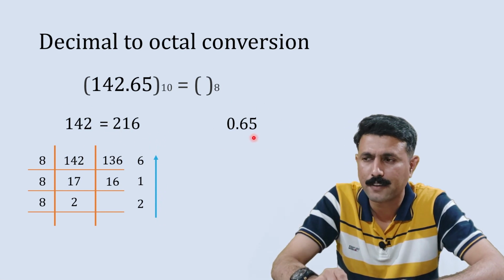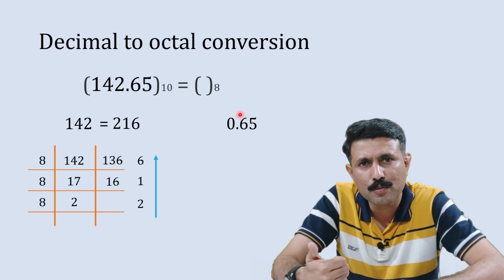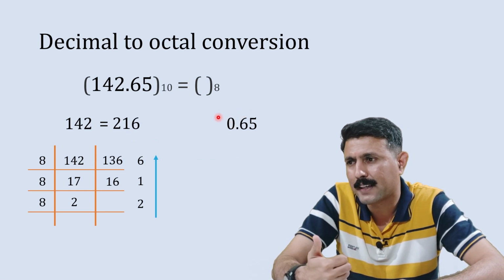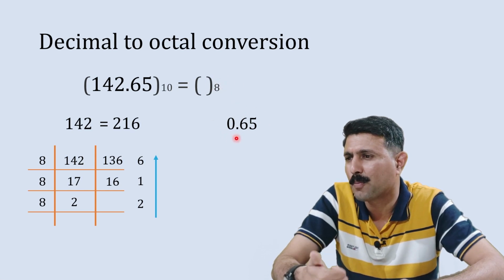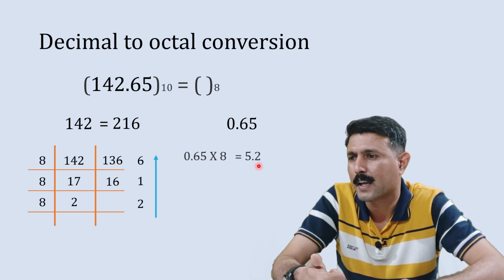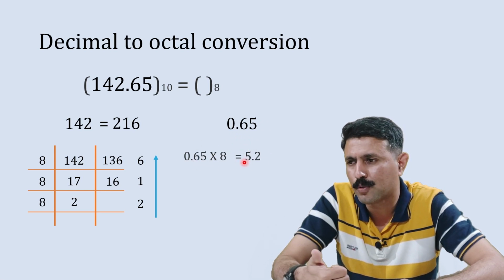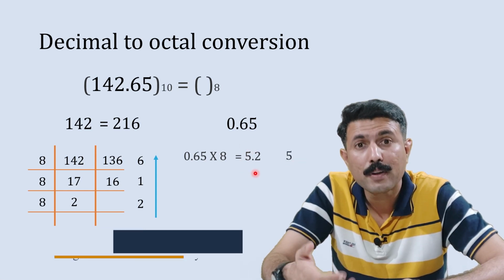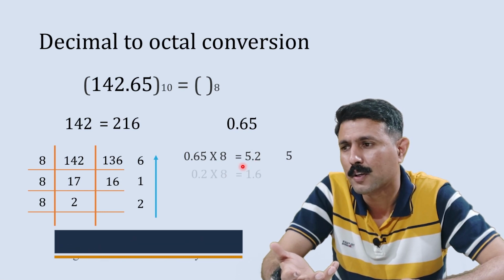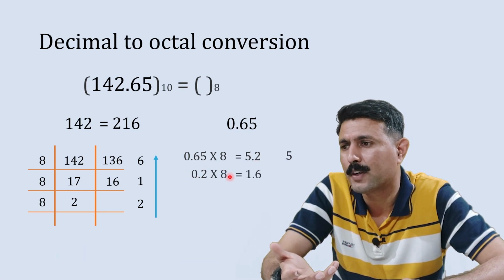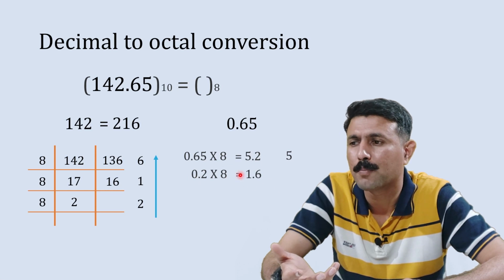Now we'll go for the fraction part. And what are we supposed to do? We are supposed to multiply it with the base. What is the base of octal system? That is 8. So we are supposed to multiply this 0.65 with 8. So when you multiply it, we'll get 5.2. So what are you supposed to do? Take this 5 from here and write it inside. So now when you take 5 from it, what remains? Only 0.2. So again multiply 0.2 with 8, you will get 1.6.